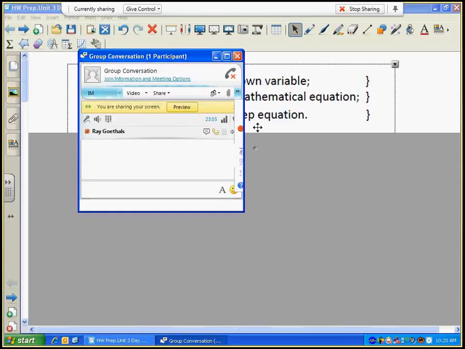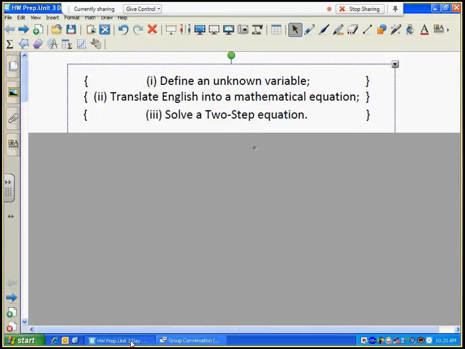Tackle our Unit 3, Day 2 homework prep. At the top, if you would write down your learning objective: define an unknown variable, translate English into a mathematical equation, and then solve a two-step equation.